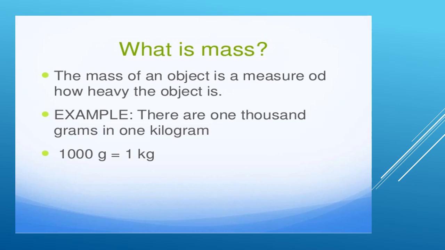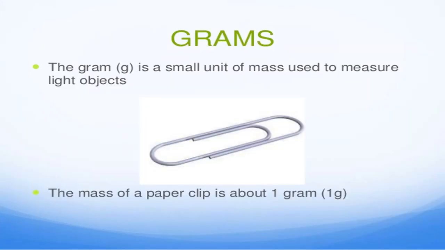1,000 grams is equal to 1 kilogram. And instead of writing grams in words, you just put g. And instead of writing kilograms as a long word, we just put kg. So, grams. The gram is a small unit of mass used to measure light objects. If you see anything which is a light object, we use grams. The mass of a paper clip is about 1 gram. This one is very light. We cannot use kilograms to measure this paper clip. We have to use grams. So we use grams to measure a light object.